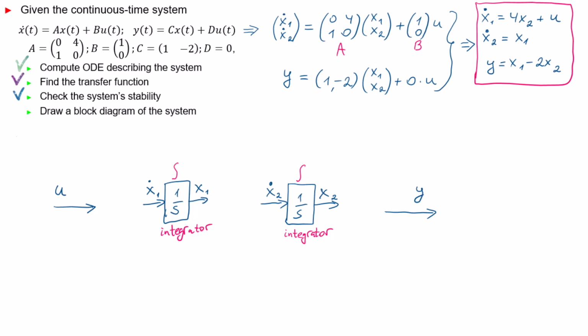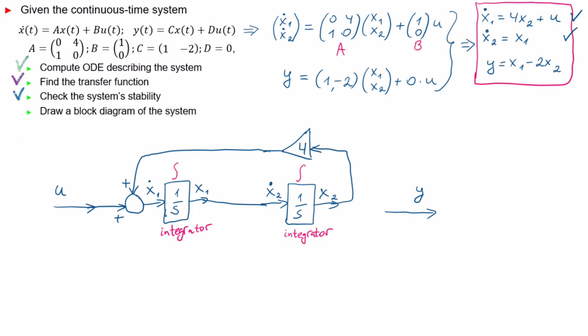Now let's try to implement equation number 1, which is x1 dot equals 4x2 plus u. So we're taking 4 times x2, so multiplying x2 by 4, and then returning that line and that arrow and adding u to get x1 dot implemented. To implement x2 dot, we just need to connect x2 dot to x1, which is the output of the first integrator, to the input of the second integrator. And that's it, this is the implementation of that equation.